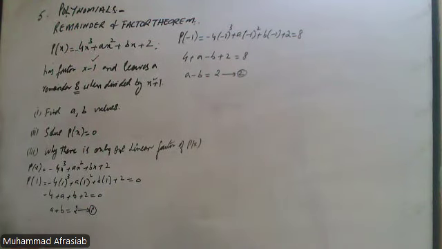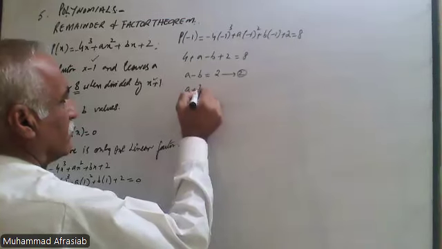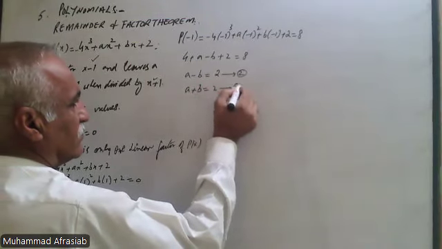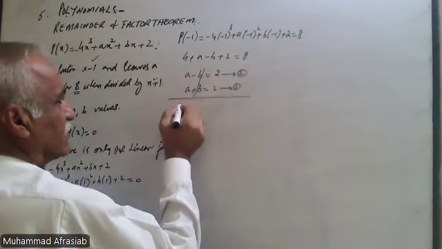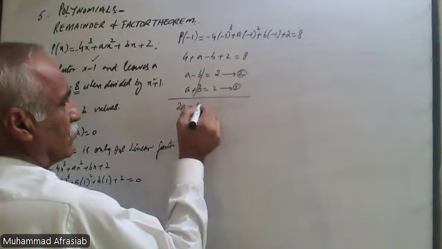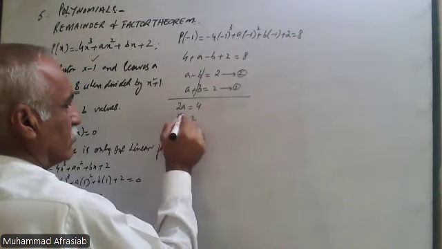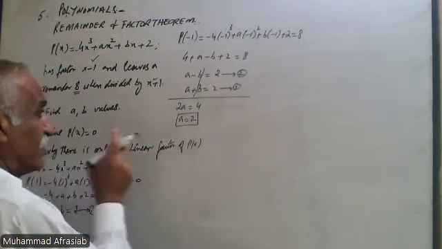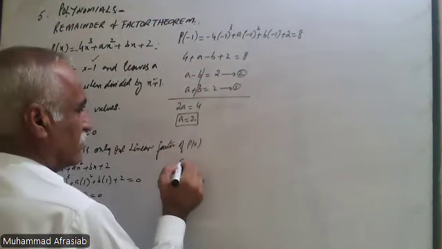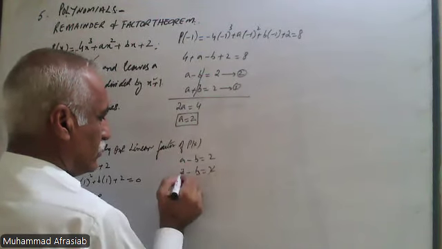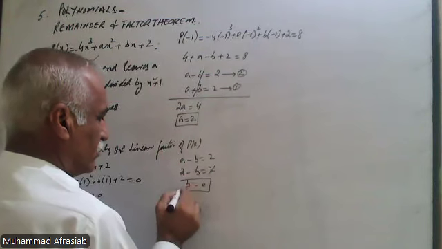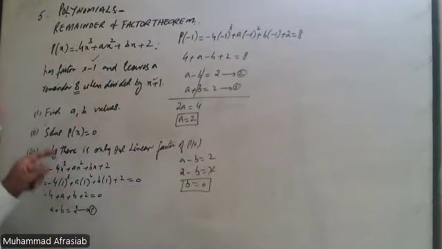Now we solve 1 and 2 simultaneously. Signs are already opposite, so b and minus b cancel out. So 2a is equal to 4, or a is equal to 2. Now we put the value of a in any one of these equations. a minus b is equal to 2, so 2 minus b is equal to 2. So b is equal to 0. So a is equal to 2 and b is equal to 0 is the first value we have calculated.